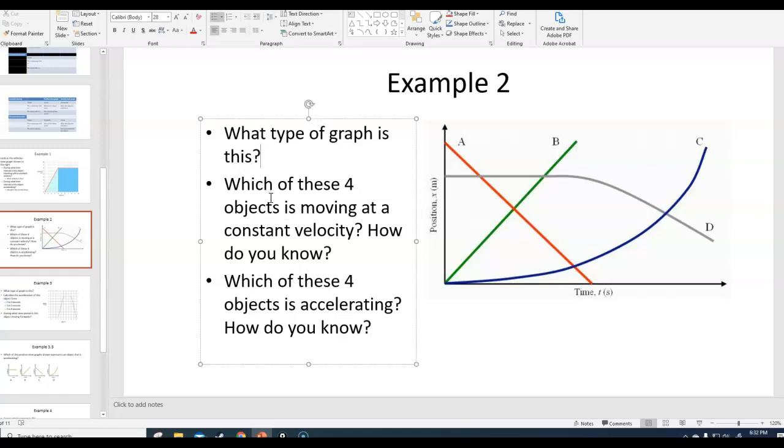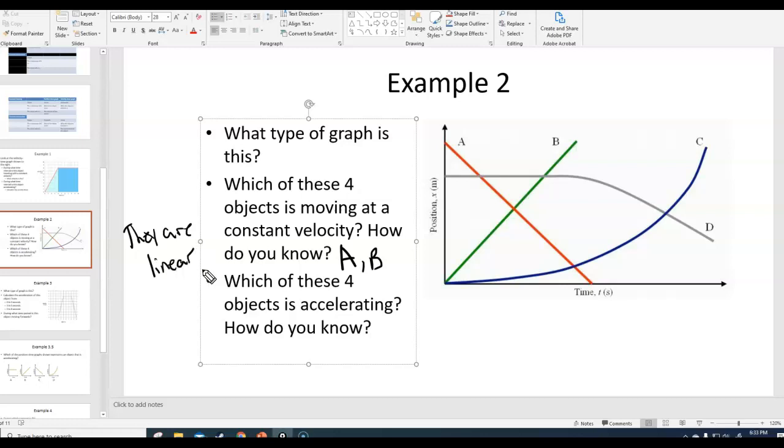The second question says, which of these 4 objects is moving at a constant velocity? Now remember, on a position time graph, constant velocity looks linear. So which of these graphs look linear? Well, that would be A and B. How do you know? Because they are linear. Constant velocity on a position time graph looks linear.